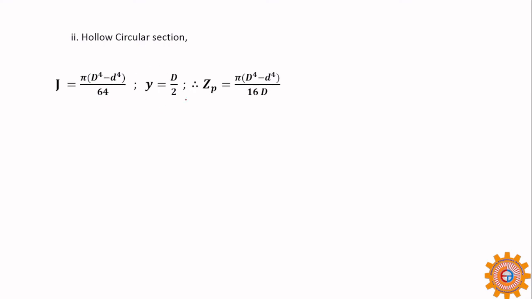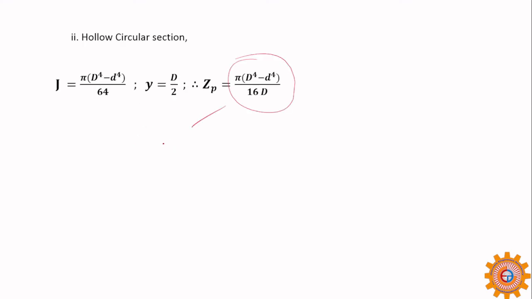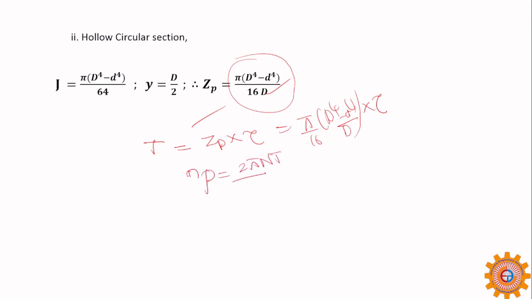Next, the same formulas can be used for getting the torque. Torque is equal to Zp into tau. In that case, you have to use pi by 16 into D to the power of 4 minus d to the power of 4 by D, into tau. And for power transmission, you can use P is equal to 2 pi N T by 60. These are the familiarly used formulas.